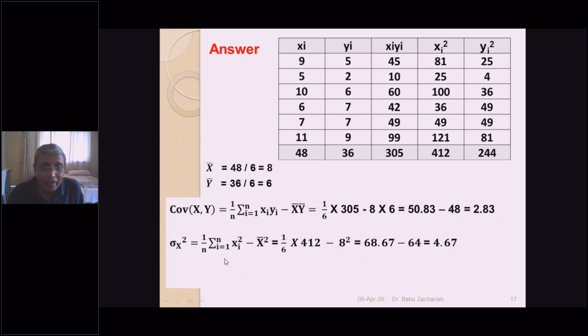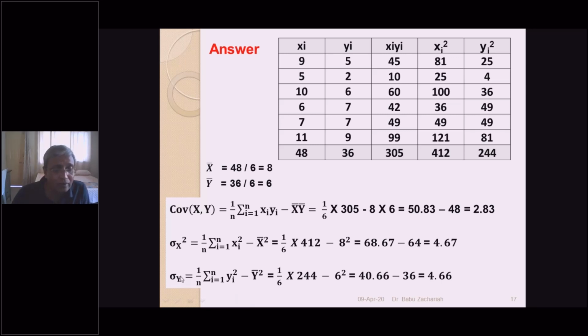Now sigma x square, 1 by n, sigma xi square. These are xi square. The sum is 412. So 412 by 6 minus x bar square. X bar is 8. Its square is 64. So 4.67.